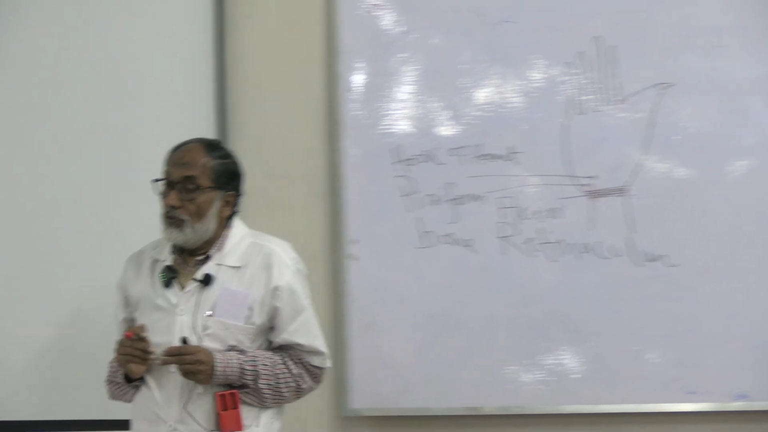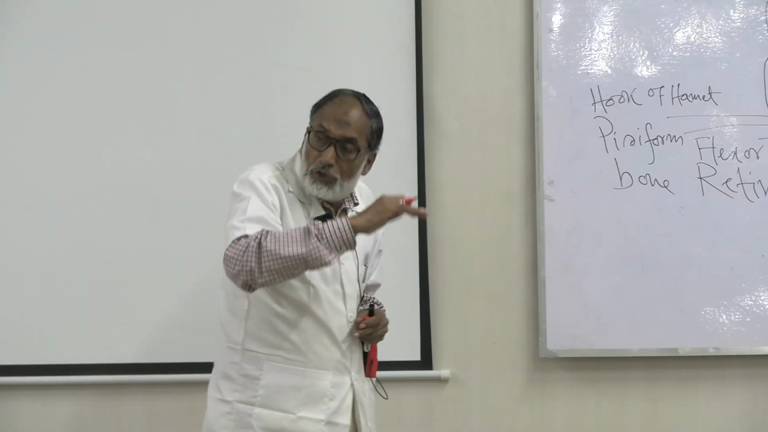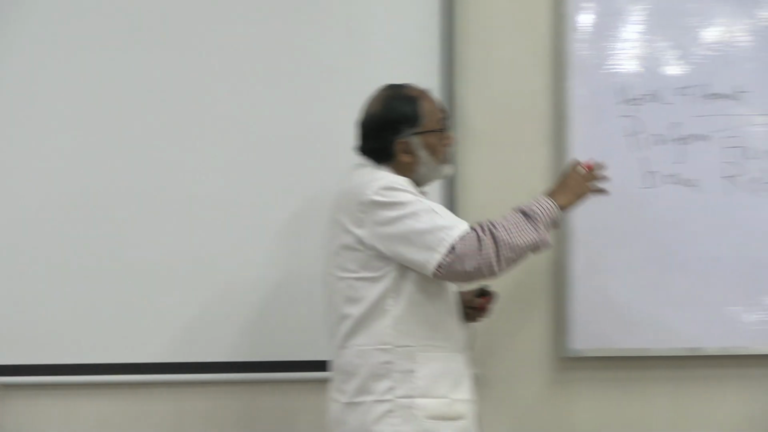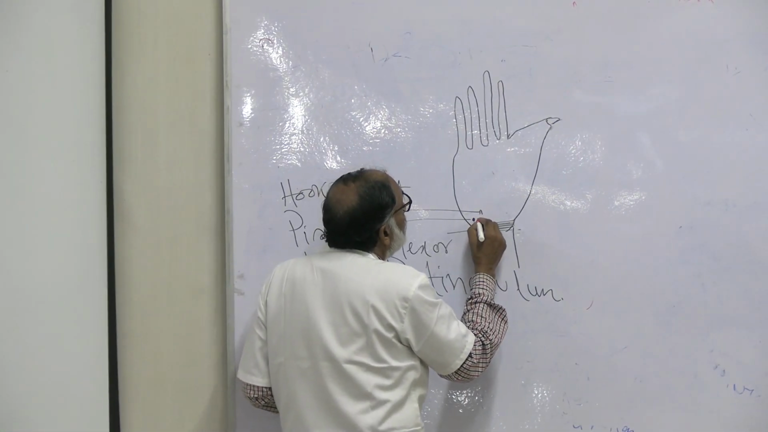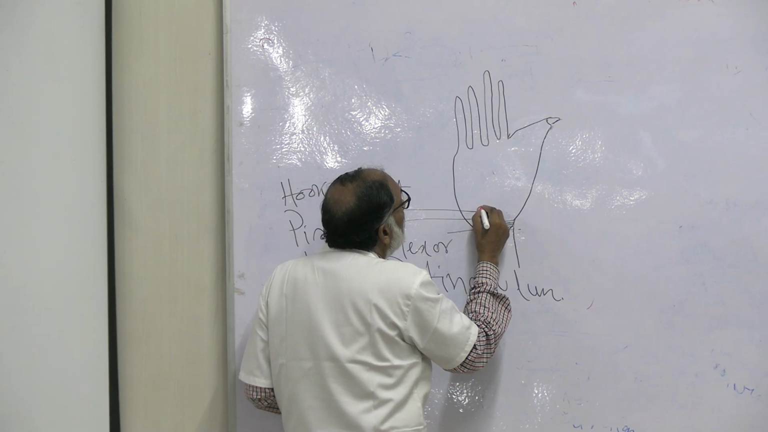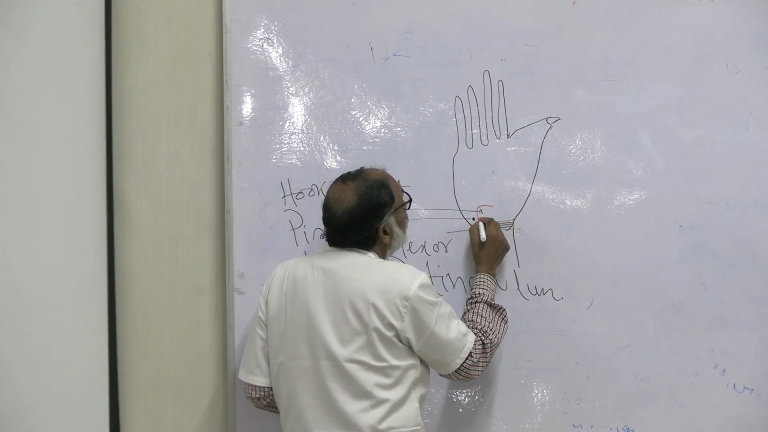Now, it gives off two branches, one superficial branch and one deep branch. The superficial branch will pass just below the hook of the hamate. This is the hook of the hamate. I am drawing the superficial branch. This is the superficial branch. It passes below the hook of the hamate.